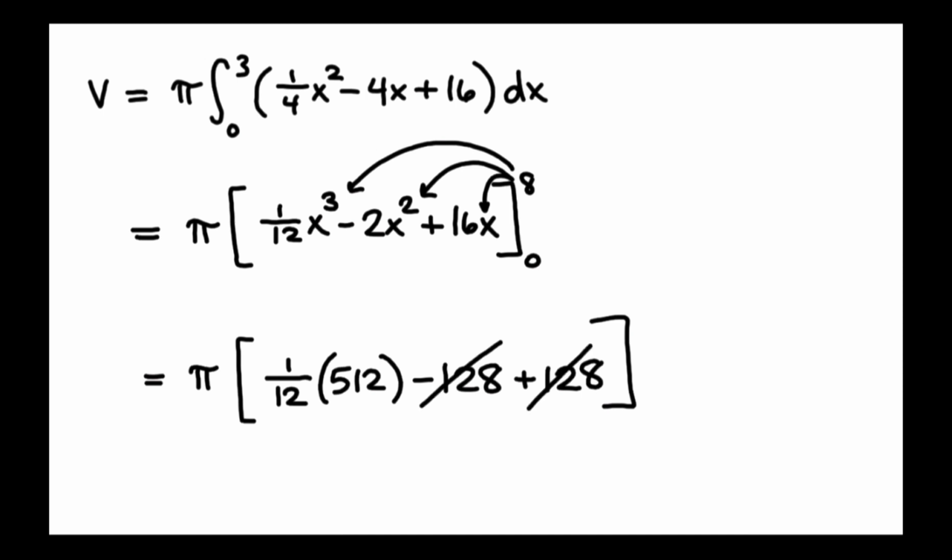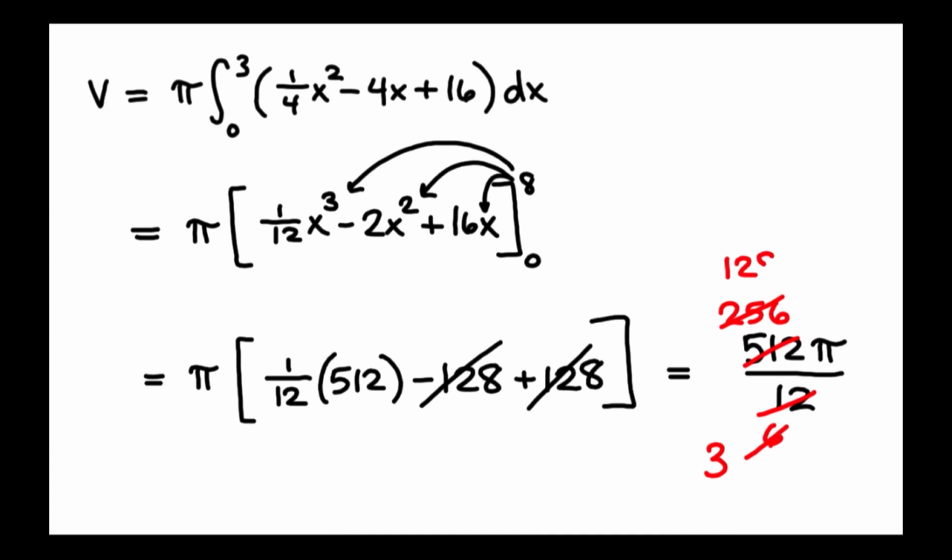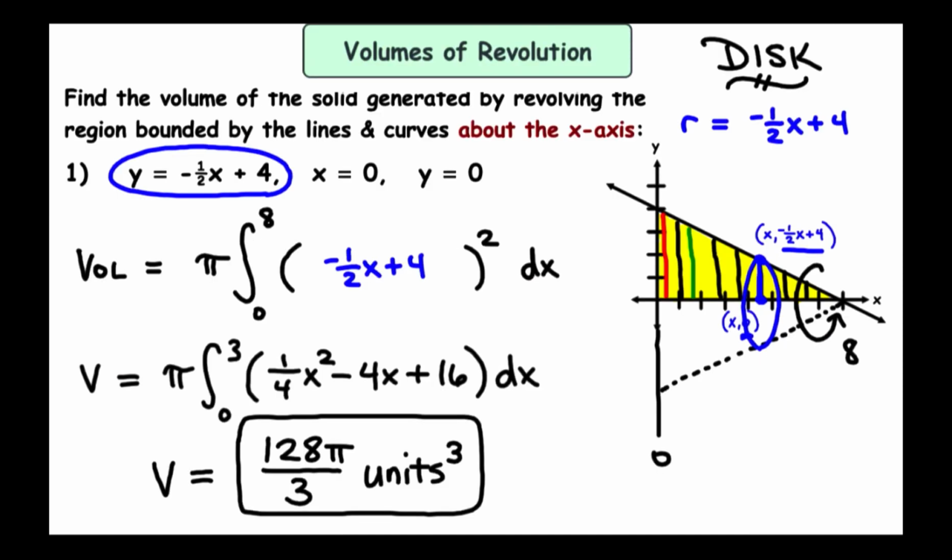And so I have 512 over 12. Those are both even numbers, so I'll be able to cancel them just by dividing by 2. Get 256 pi over 6. Oop, you know what? I could have divided by 4. All right, let's get greedy. Cut it in half again. Half of 256 will be 128. And the volume of revolution is going to be 128 pi over 3 cubic units. All right, our very first disk method problem, volumes of revolution.